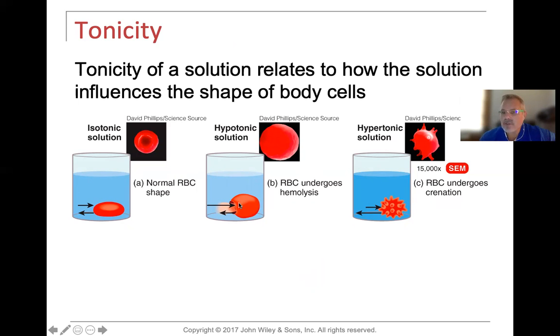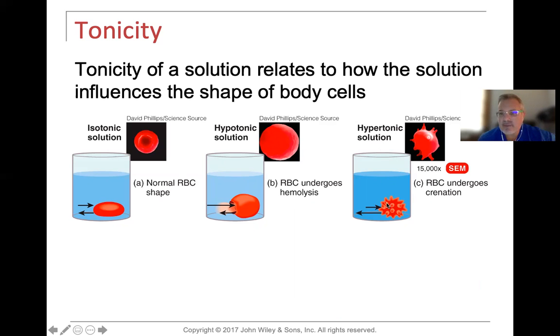But here, we have this cell put in a hypotonic solution. There are more solutes inside this red blood cell than outside. Outside is primarily water. So water is going to go from where there's a higher concentration to where there's a lesser concentration. It's going to rush into that red blood cell, and the red blood cell increases in size, and then it bursts. They call it hemolysis.